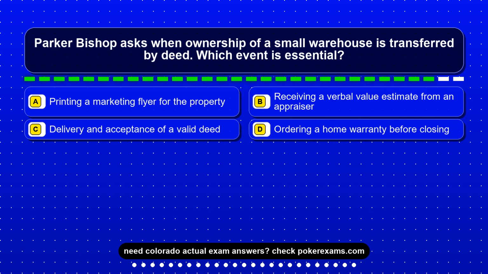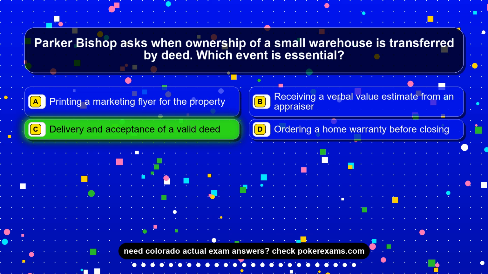Question 16. Parker Bishop asks when ownership of a small warehouse is transferred by deed. Which event is essential? Option A. Printing a marketing flyer for the property. Option B. Receiving a verbal value estimate from an appraiser. Option C. A delivery and acceptance of a valid deed. Option D. Ordering a home warranty before closing.